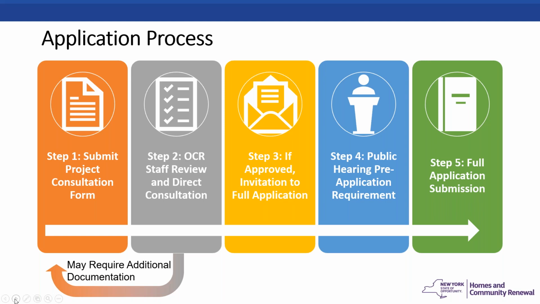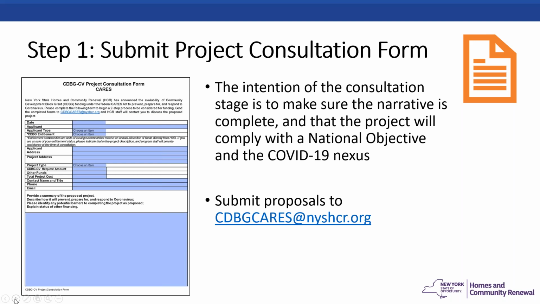So if we go to the next slide, we can see for step one, this is what the project consultation form looks like. The idea here is that by submitting this, we're confirming activity eligibility and providing a portal to provide technical assistance prior to the submission of the full application. What we want to make sure is that the project's eligible for CDBG assistance, it will meet a national objective, as Charlie discussed, and that it provides a strong tie back to COVID-19. So our assistance at this stage will be based on the information that you provide to us in the consultation form and over phone calls.